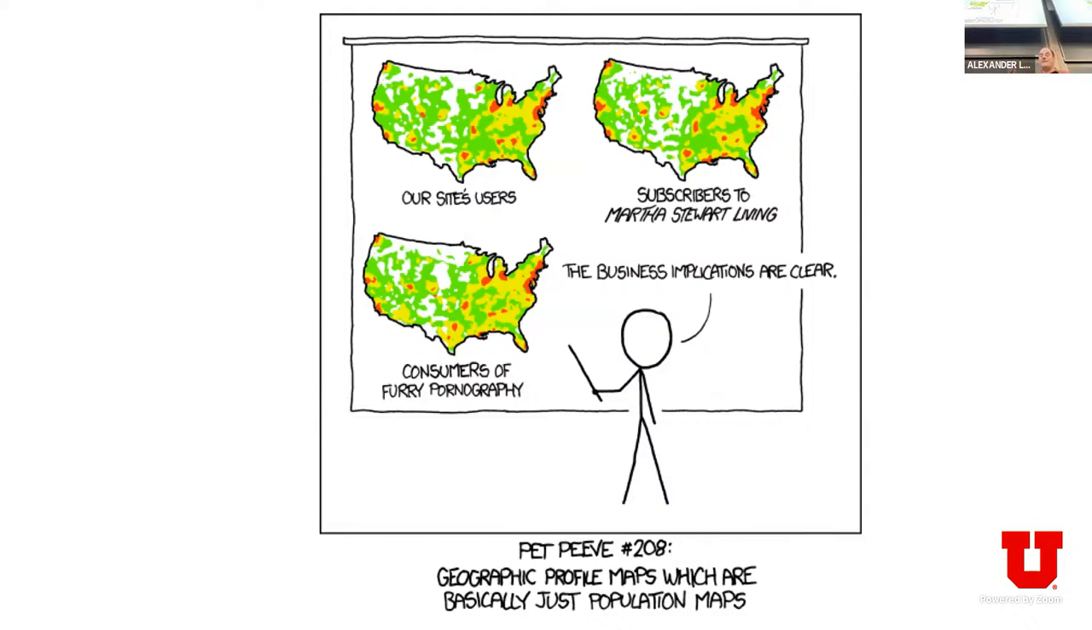And here's another XKCD. The pet peeve geographic profile maps, which are basically just population maps. Our site's users, subscribers to Martha Stewart Living, and consumers of furry pornography, right? All of them look basically the same because what we're plotting here is really just population background, not data.